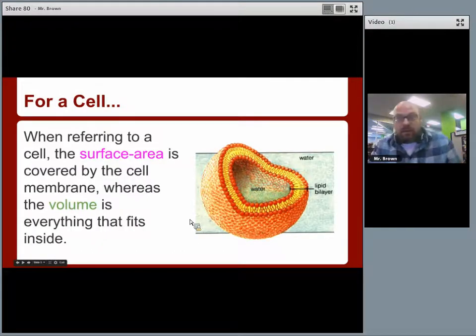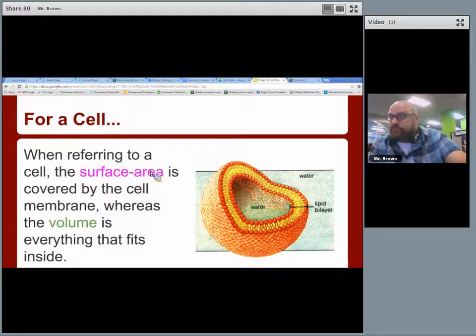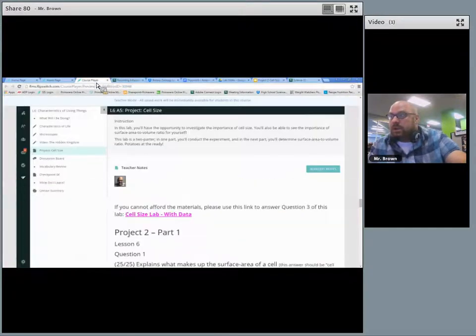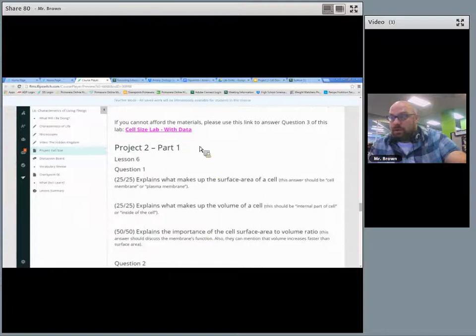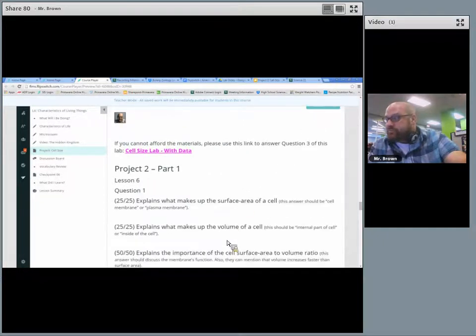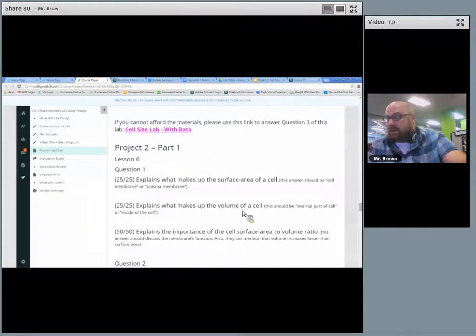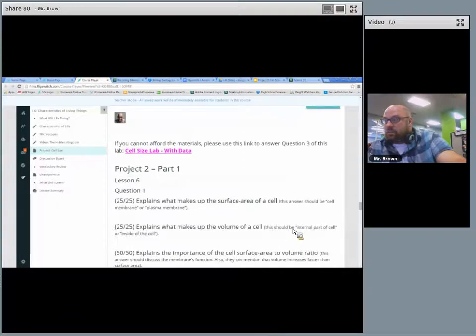For a cell, referencing the surface area to volume, surface area is the membrane, and the volume is everything that fits inside. When you're going through, also make sure you're paying attention to the rubric, which is right here. Explains what makes up the surface area of the cell, the plasma membrane. Explains what makes up the volume of the cell, that's what's inside. Explains the importance of surface area to volume ratio.